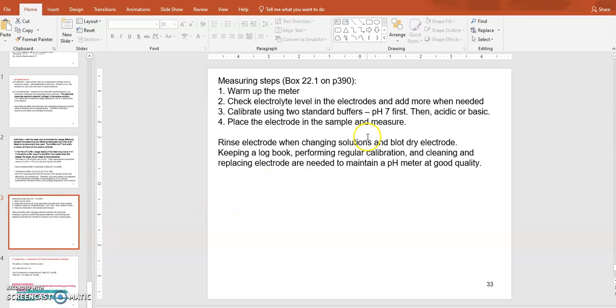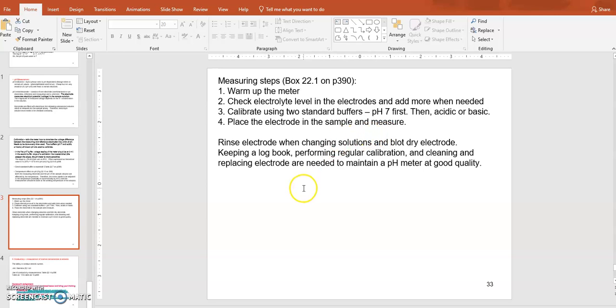For the pH measurement steps, of course, you have to turn on the pH meter and warm it up, and then check the electrolyte level in your electrode, make sure it has enough of it, and clean it if it needs to be cleaned. Then calibrate using 2 standard buffers, pH 7 first and then acidic or basic. It doesn't matter whichever you like, and then place the electrode in the sample solution and measure it. That's how you do it.